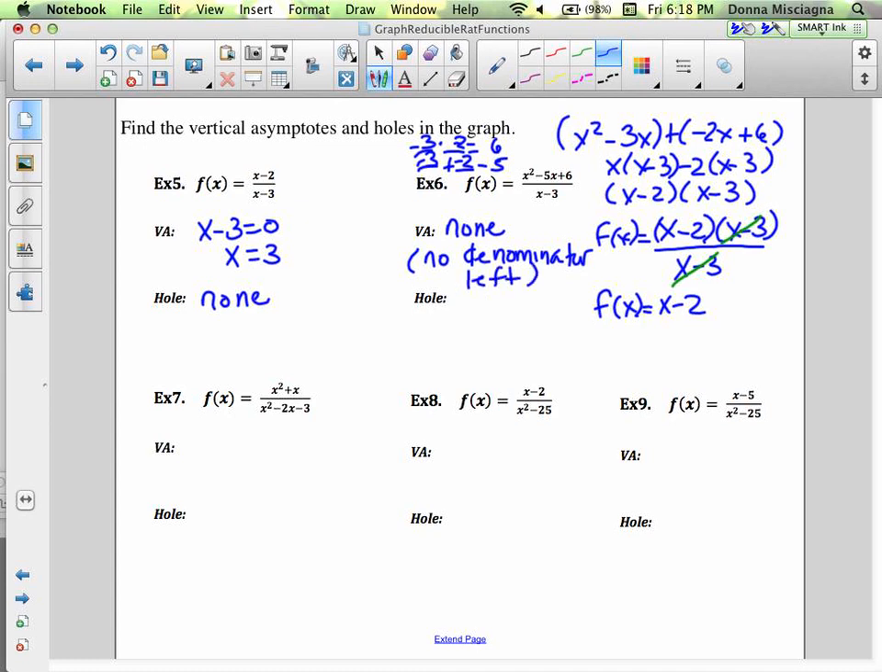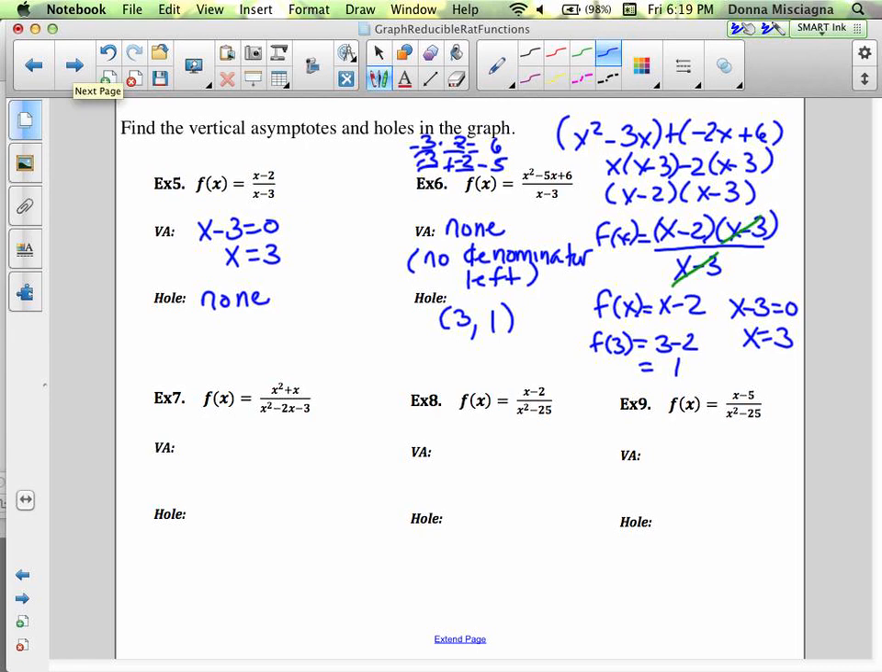But we do have a hole, right? So here, I can't use 3. We canceled out 3. So we have a hole at 3, right? Because if x minus 3 is 0, I can't use 3, because it was in the denominator. Now, if I plug 3 into the original, I'm going to get 0 over 0. But if I plug it into the reduced form, I get 3 minus 2 or 1. That means there's a hole at 3, 1. There we have a hole. All right, let's take a look at the next one.